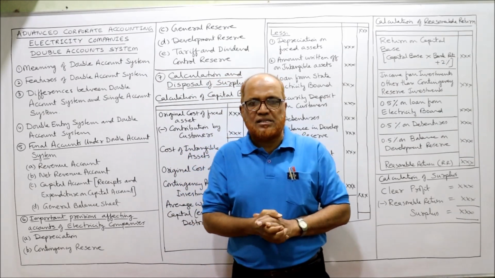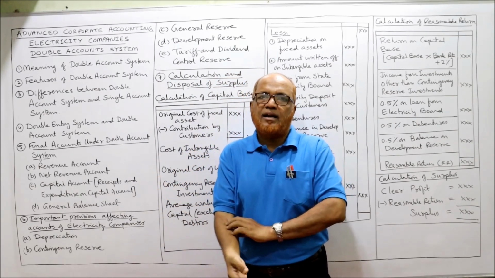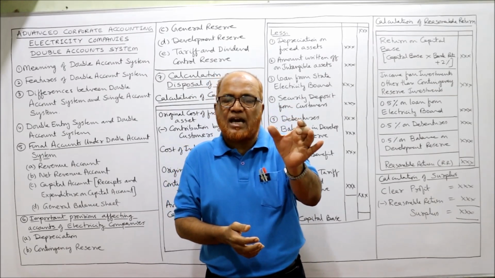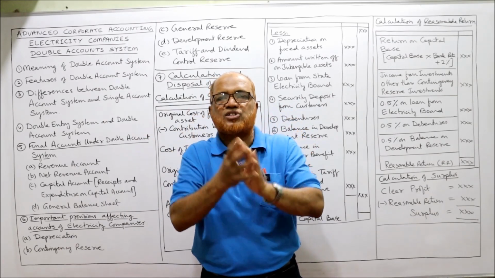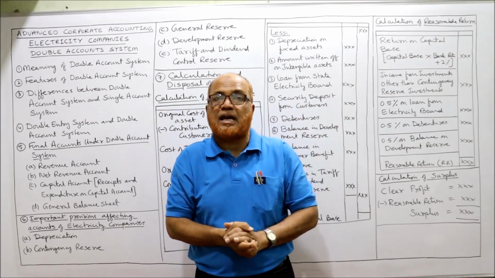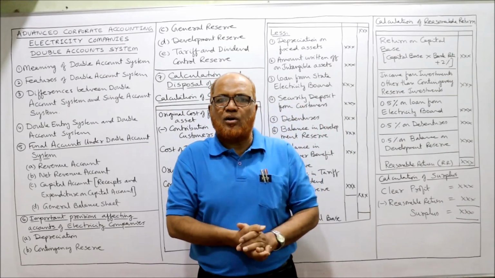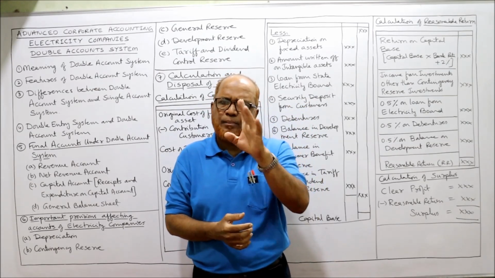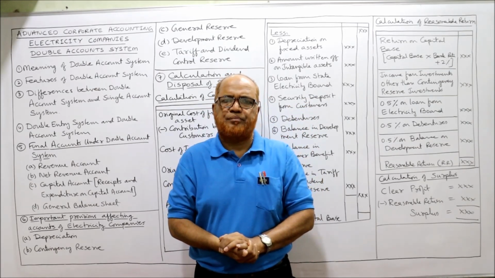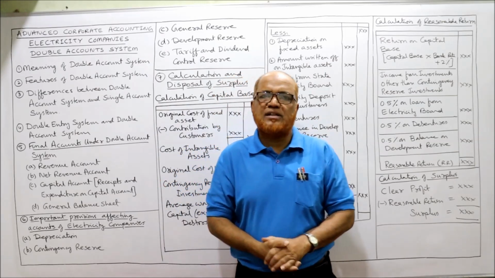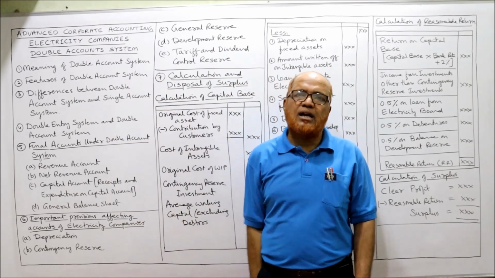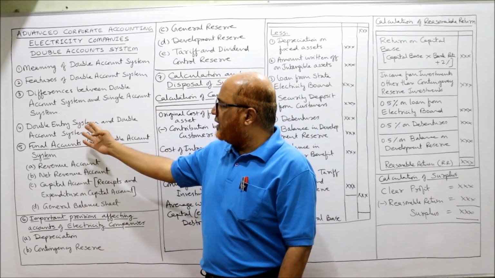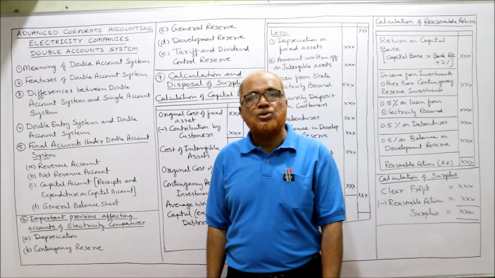Next difference is regarding in double account system, the detailed information regarding fixed capital and expenditure of fixed capital will be taken in the first part, capital account. In single account system, everything will be taken in assets and liability in one balance sheet itself. So these are some of the differences between single account system and double account system. One more theory question regarding double entry system and double account system.